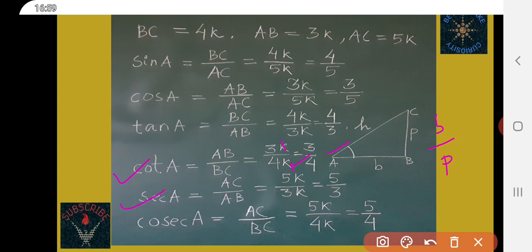Sec A, AC by AB, you know, H by B. H by B, AC by AB. So 5K by 3K, 5 by 3 you get. Then cosec A, AC by BC. You know cosec is H by P. P is BC and H is AC. So AC by BC, 5K by 4K, that is equal to 5 by 4. Okay. Next.